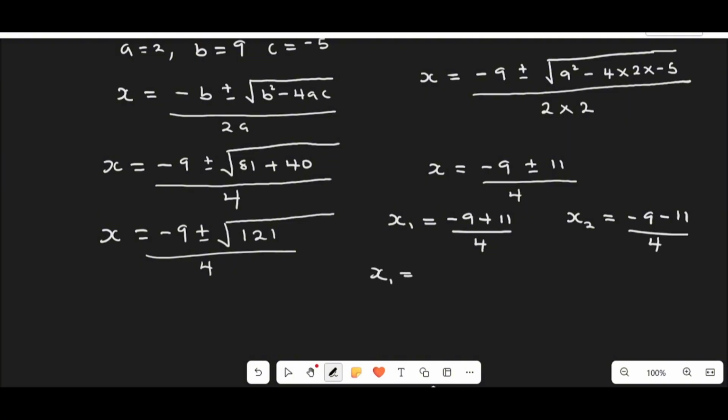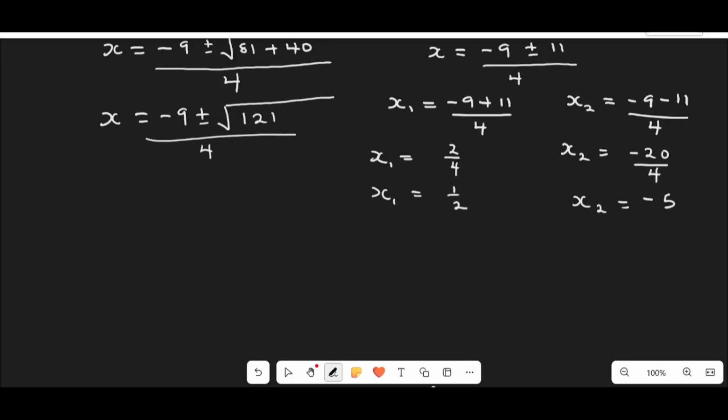x1 equals minus 9 plus 11, which gives us 2 over 4. x1 equals 1 over 2. x2 equals minus 9 minus 11, which gives us minus 20 over 4. x2 equals minus 5.